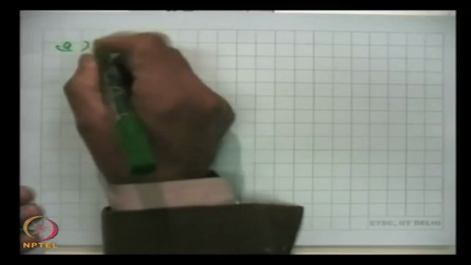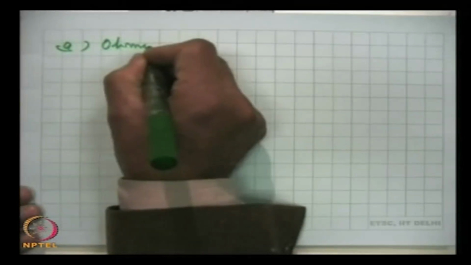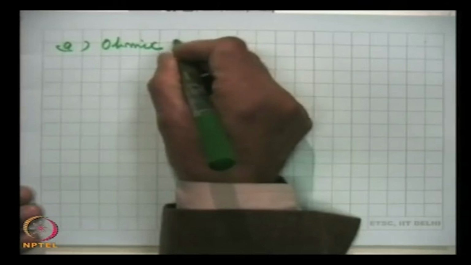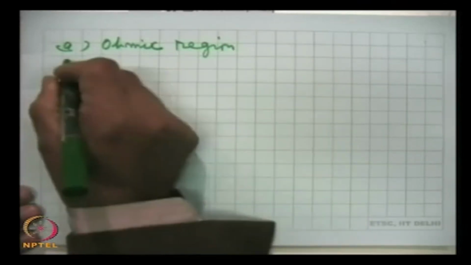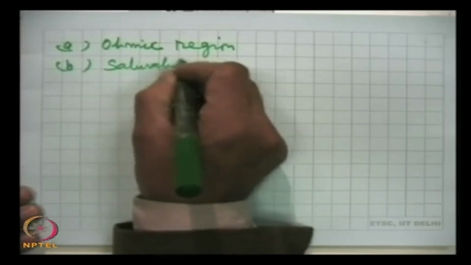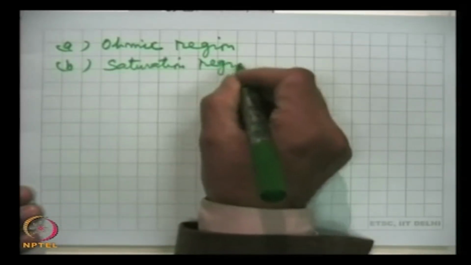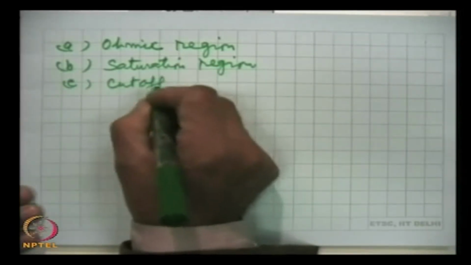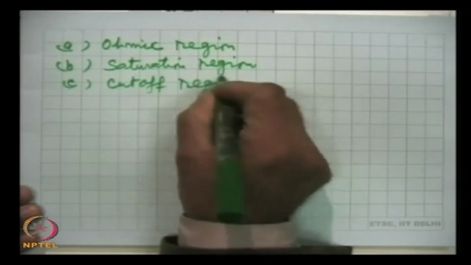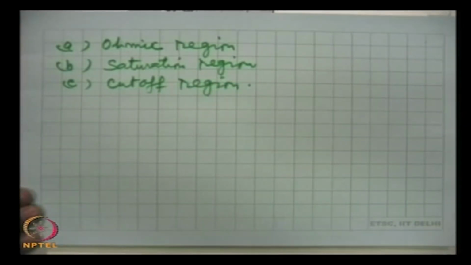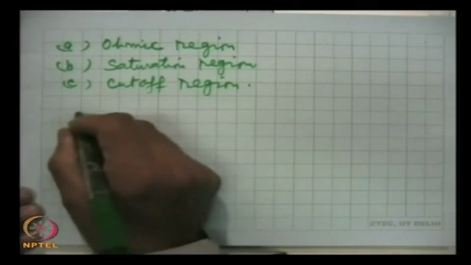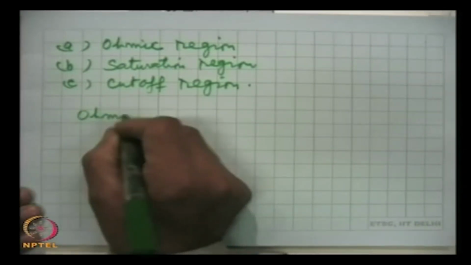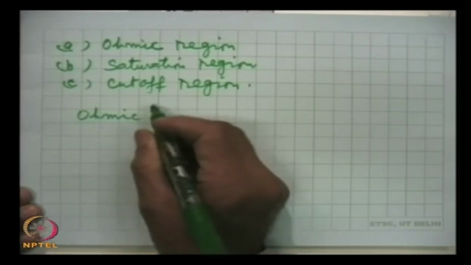The first is the ohmic region, the second is the saturation region, and the third one is the cutoff region. And we first take the ohmic region.